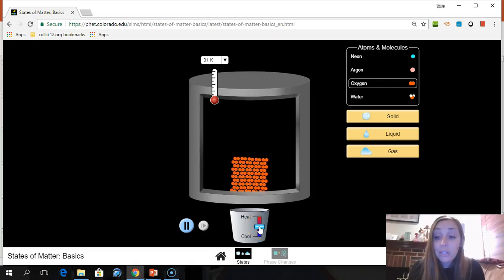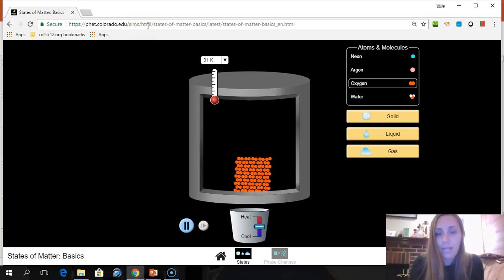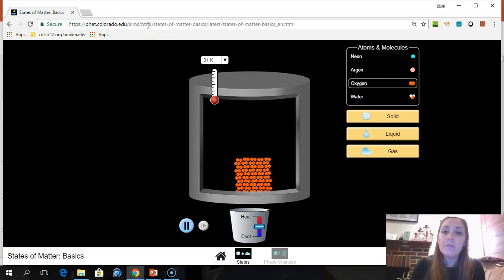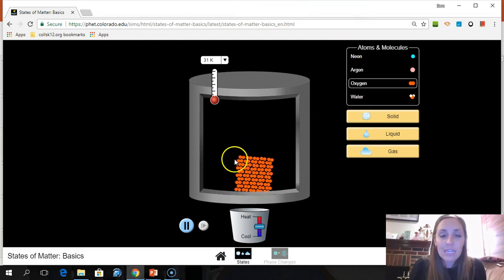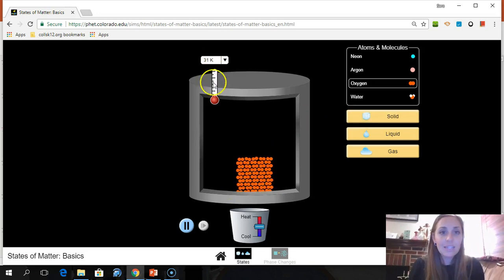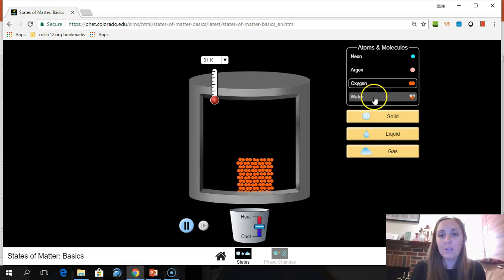All right, so let's look at this, and this is going to go over the states of matter. Right now, I'm looking at oxygen, and if you want to go to this, it's a PhET lab. You can look it up online. You can play with the different molecules, but I'm just going to do oxygen for now. So look at how oxygen is when it is a solid. I've clicked solid. Look at the temperature. It's at 31 kelvins. It's really cold. Oxygen can be a solid at super, super, super cold temperatures.